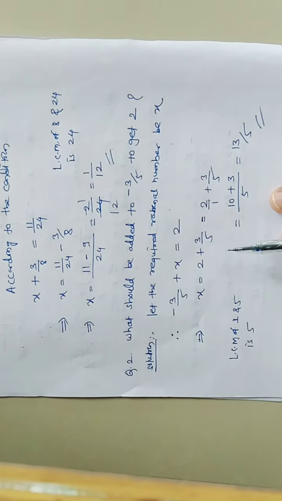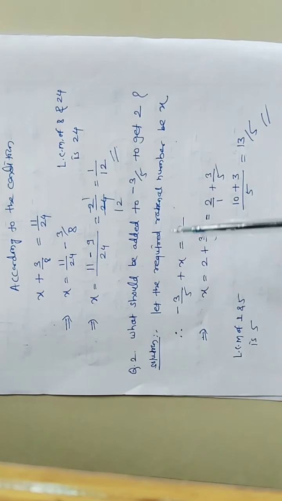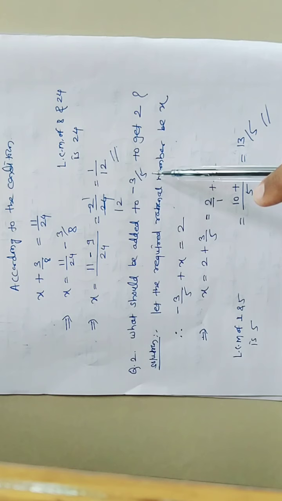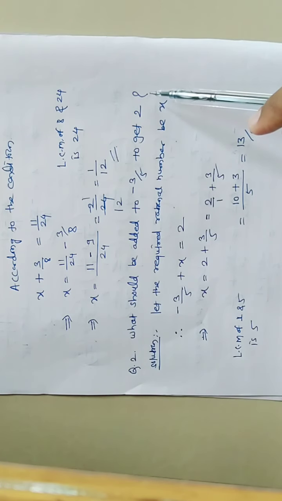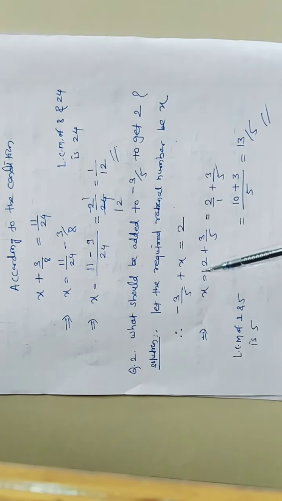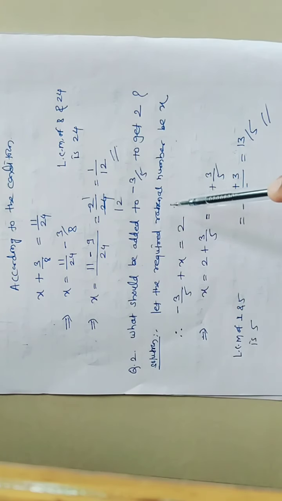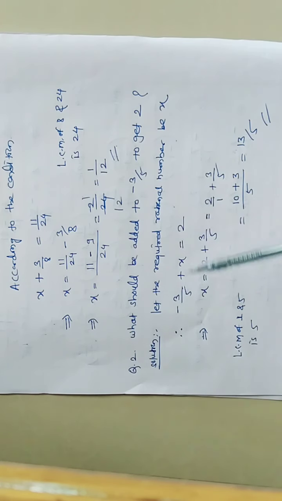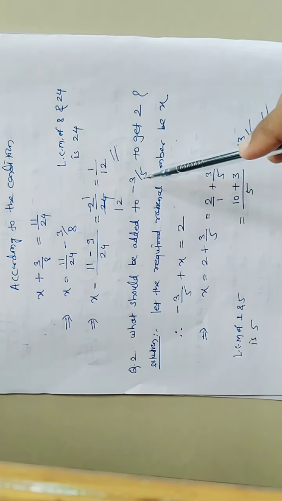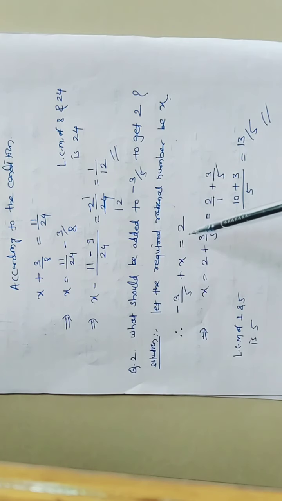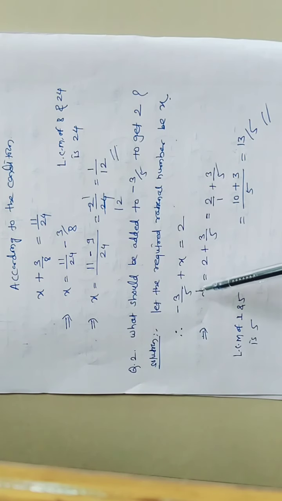Example 2: what should be added to minus 3 divided by 5 to get 2? Very simple example. Now see the solution. Let the required rational number be x. According to the condition, minus 3 divided by 5 plus x is equal to 2. So x is equal to 2 plus 3 divided by 5, since minus 3 divided by 5 is shifted to this side.